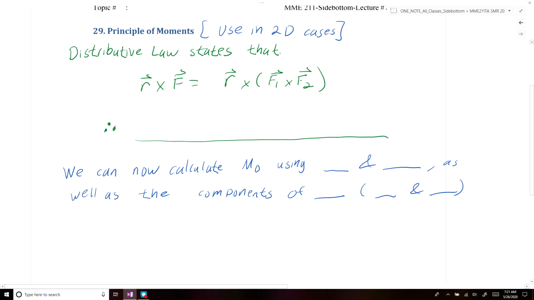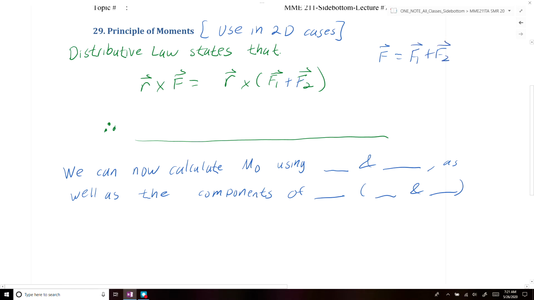The last topic we're going to cover on moments is the principle of moments. This is used often in 2D cases. The distributive law, which we talked about for cross product, states that r cross F is equivalent to taking the cross product of vector r and the sum of vectors force 1 and force 2, where our force is equal to force 1 plus force 2.